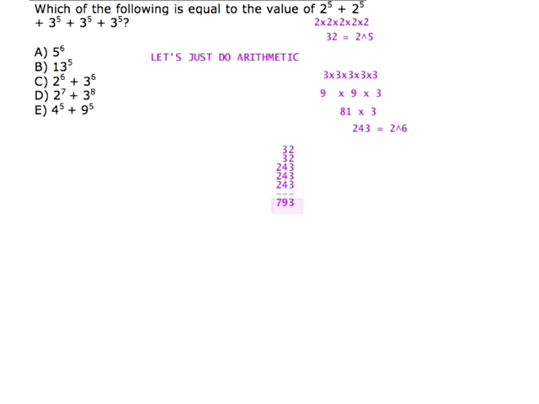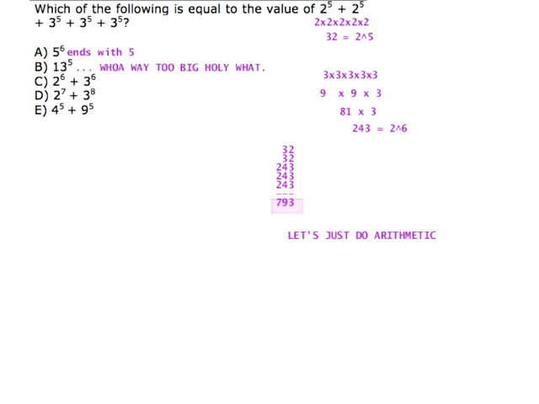All right, well, this is going to end with 5, so that's not going to be 793. 13 to the 5th, I can take one look at this and say, whoa, way too big. I mean, 13 times 13 is already 169, and I have to multiply that by 3 more 13s. There's no way it's only going to be 793. And these other ones are also way too big.